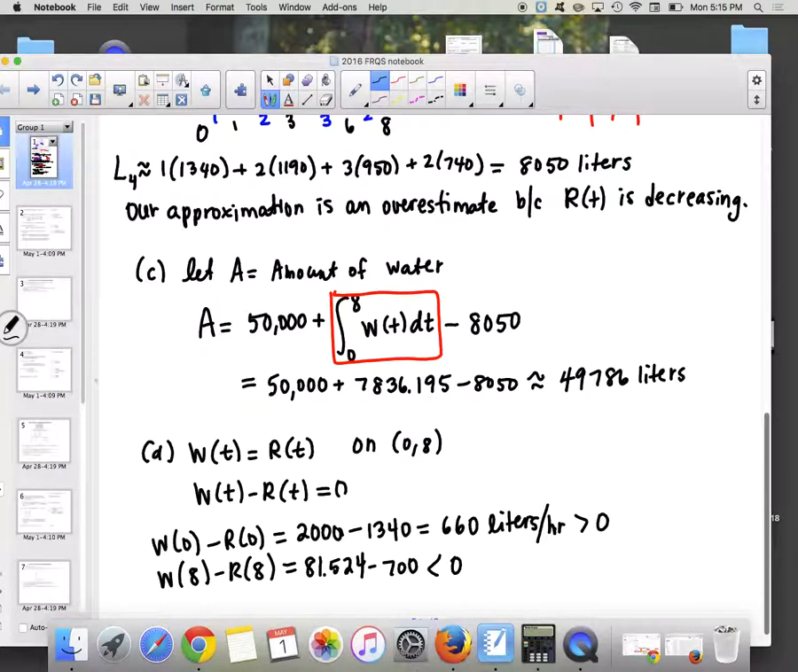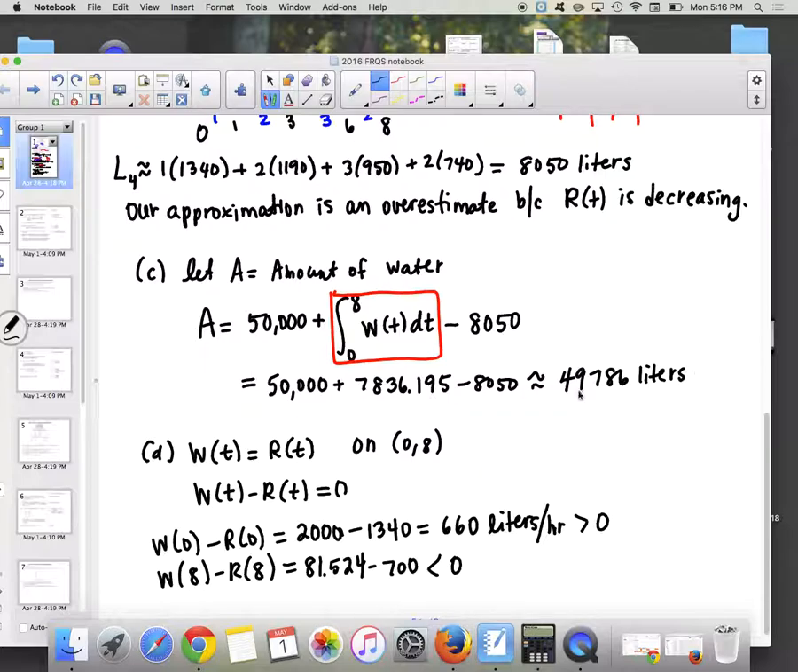So basically that means that at some point the amount of water coming in had to equal the amount of water going out. Those two rates had to equal each other, because at first we were gaining water. We had 660 liters per hour at time 0. But then at time 8, we were losing water. Water was being pumped out faster than it was coming in. So at some point, those two rates had to be equal to each other. So what we're going to use is that intermediate value theorem.